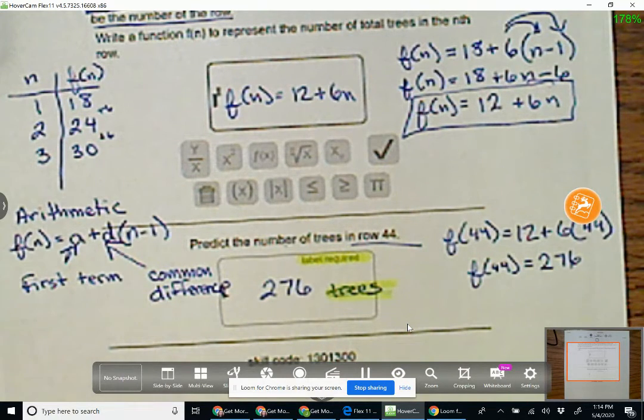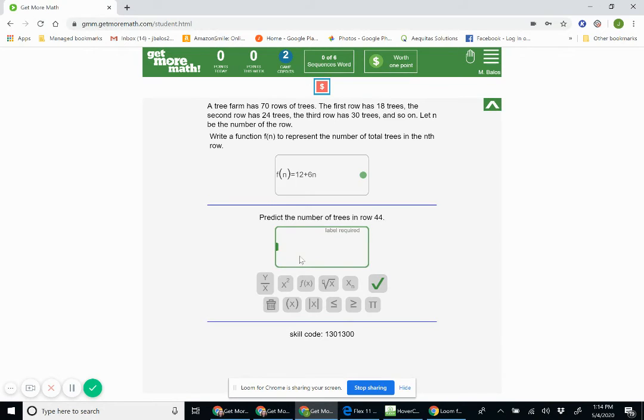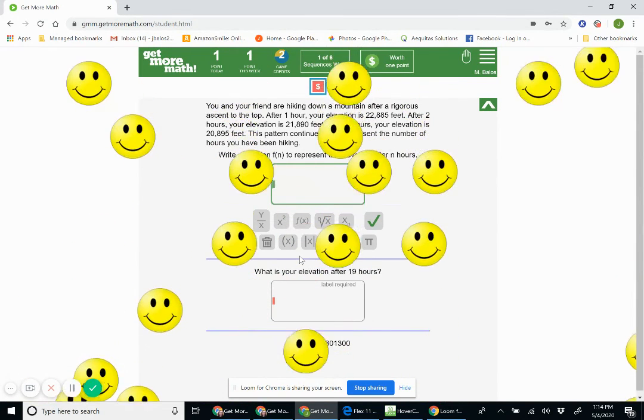Let's plug these in, make sure it works. F of n equals 12 plus 6n and 276 trees. Woohoo! I did it right.